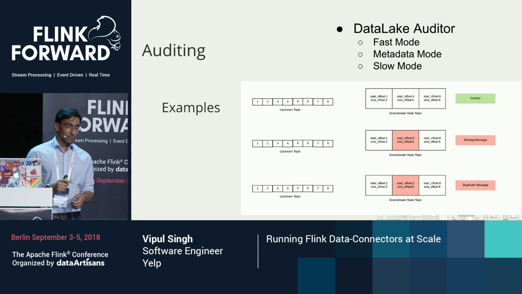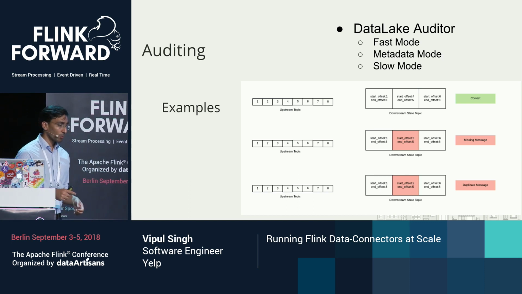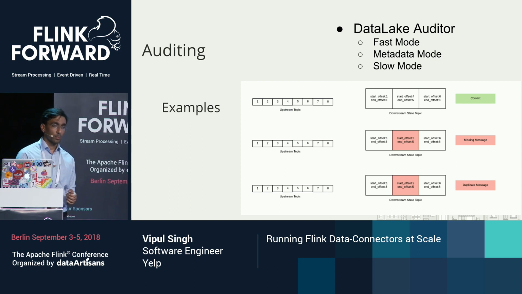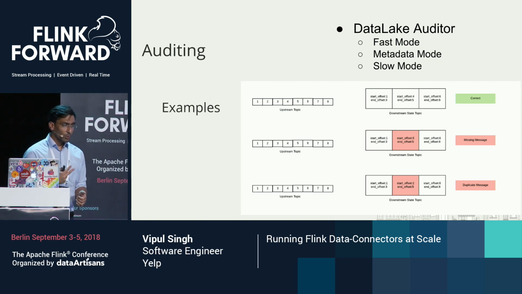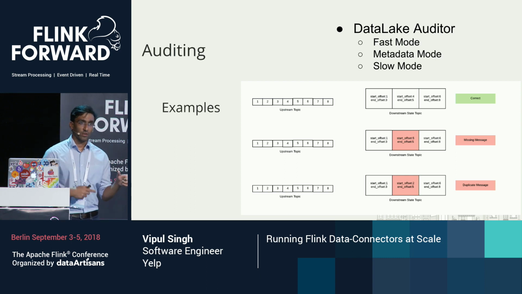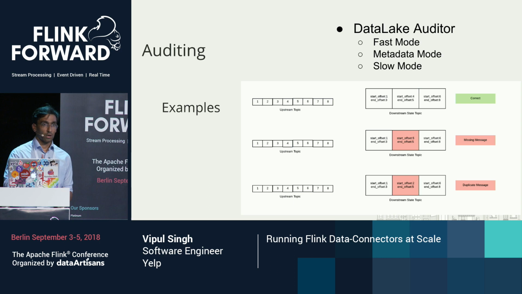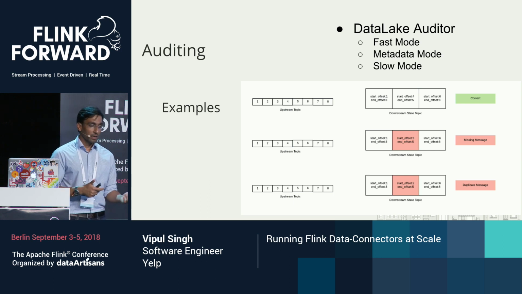The last mode is the slow mode. This is slow mode because it's actually very, very slow, and we run it only when the fast mode and the metadata mode fail. What we do in the slow mode is that within each file which we have uploaded, we read the entire file line by line. Every line corresponds to a Kafka message. We read this entire file, and we read the same data from Kafka, and we correlate one-to-one to check that all the data matches. As you can imagine, because it is reading from Kafka, and we are trying to correlate each and every message, this is very slow.